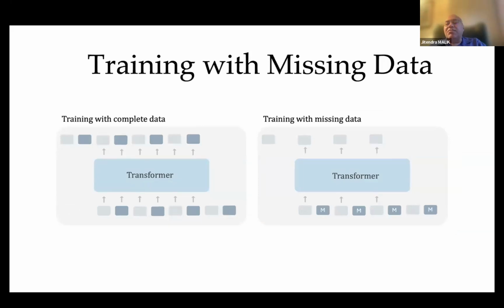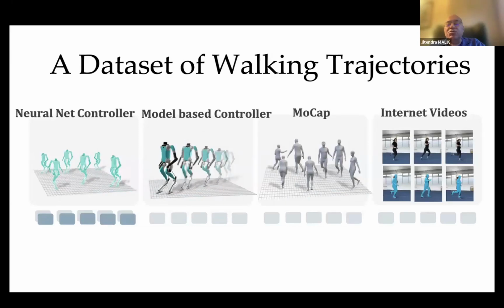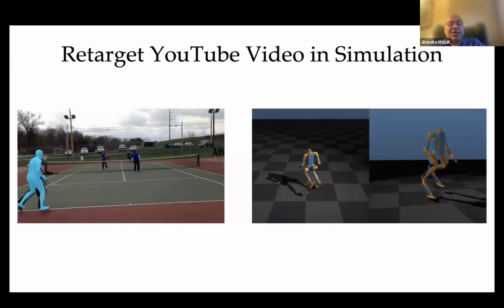Noteworthy is that when you have data where the trajectories are produced in simulation, then you have complete data. But when you have trajectories which you get from YouTube, then some data might be missing. For example, the desired action is missing. So we can accommodate that in this paradigm by essentially having tokens corresponding to missing data. So we use all this variety of training data.